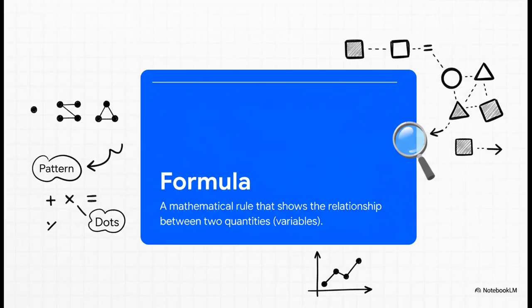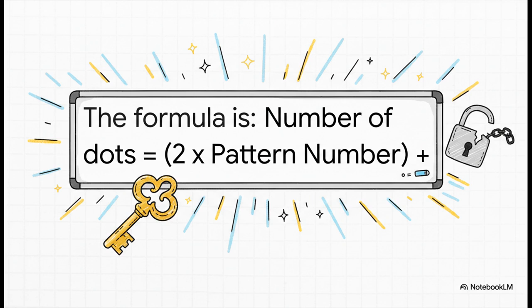Okay, so what is a formula really? Well, it's just a math rule that shows the relationship between two or more things that can change. We call those variables. In our puzzle, our variables are the pattern number and the number of dots. And here it is. This is the master key to our entire puzzle. The formula for our dot pattern is the number of dots equals 2 times the pattern number plus 1. This single, beautiful rule can unlock any pattern we can possibly think of.